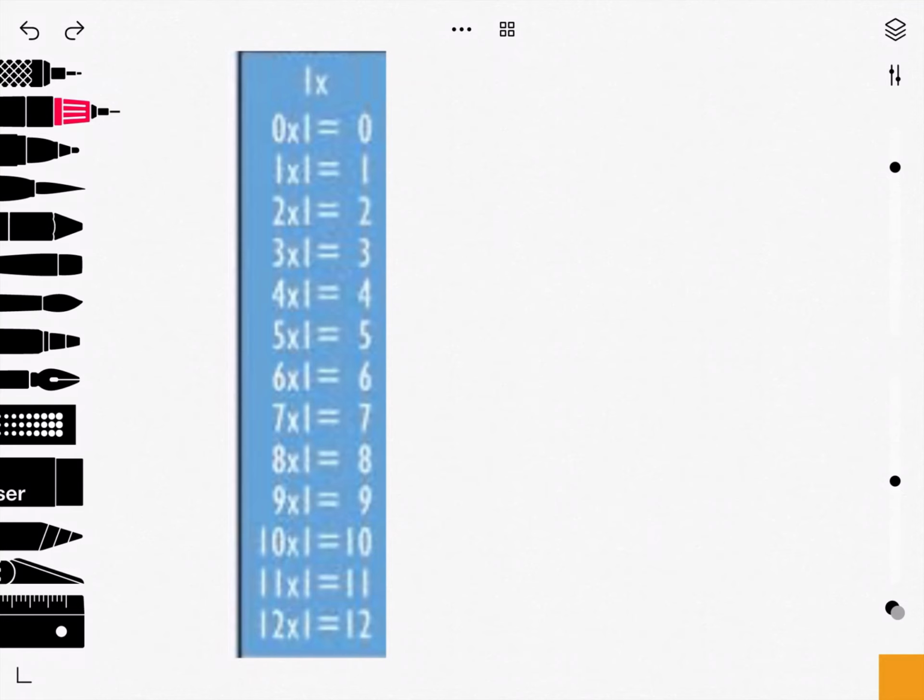And can you realize a pattern though? There's a pattern. Well, I realized it. Every time you're going up, you're adding 1. And then you're going up again, you're adding 1 again. So that's the 1's times table. Let's look at the next one.